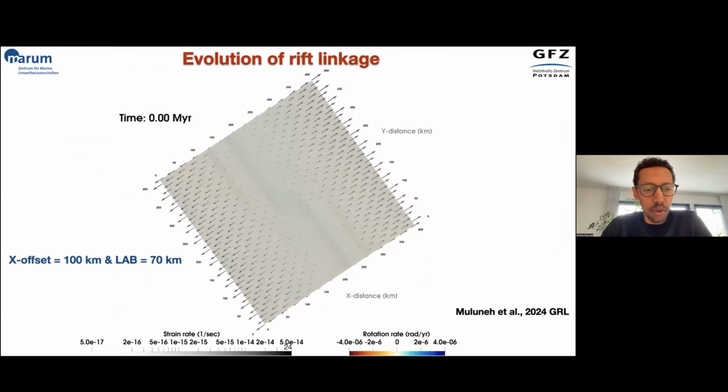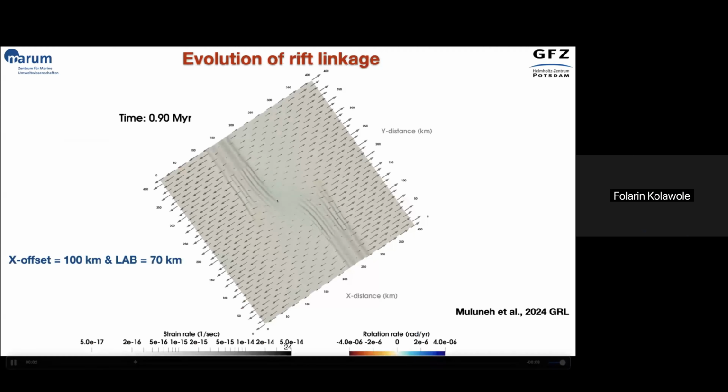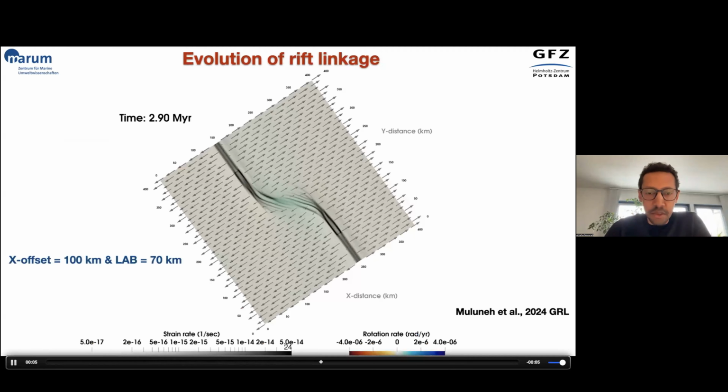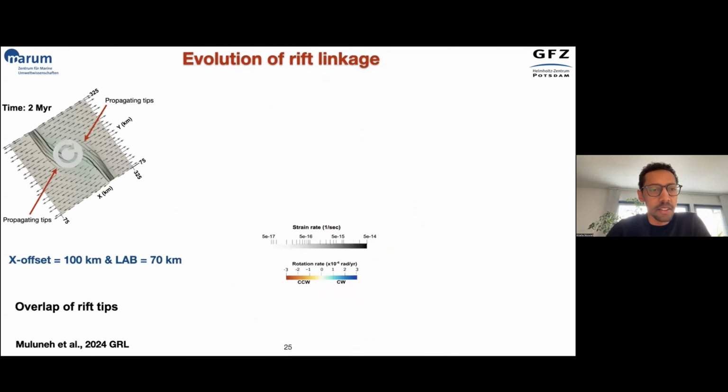So I will show you a model animation, how linkage occurs. As you see here, we have two rifts here. Okay, so we see, I think I should jump to the figures.